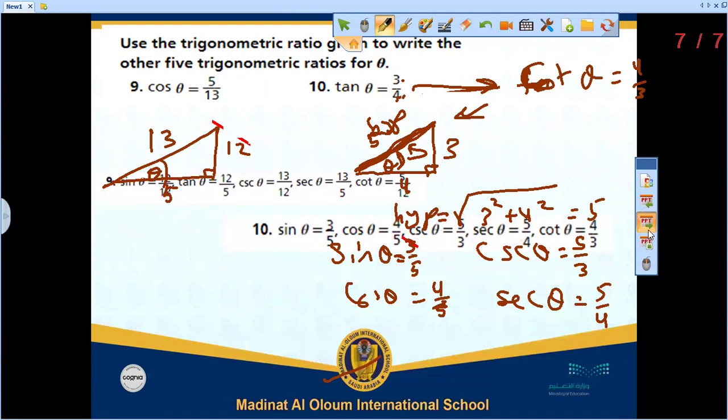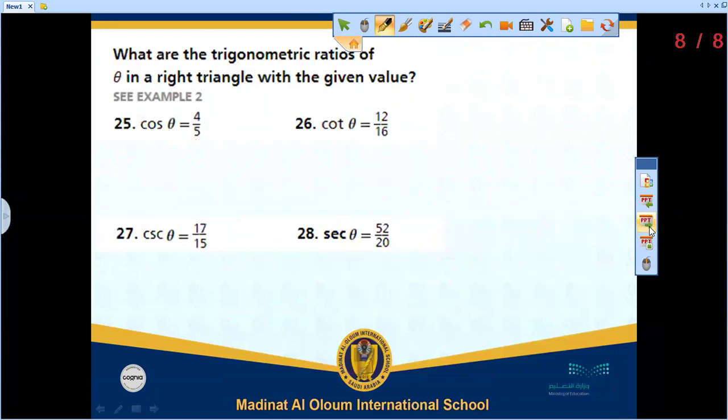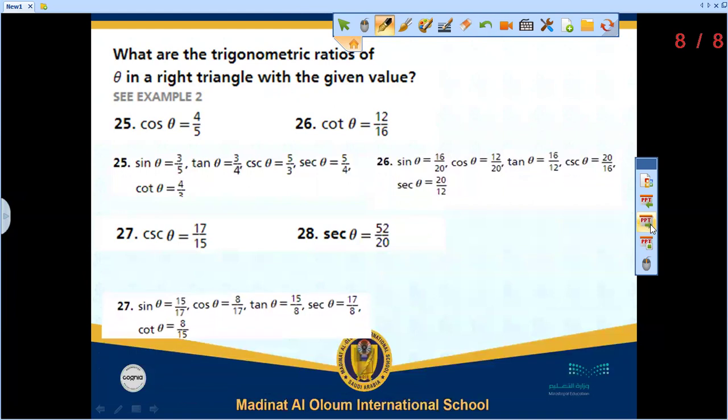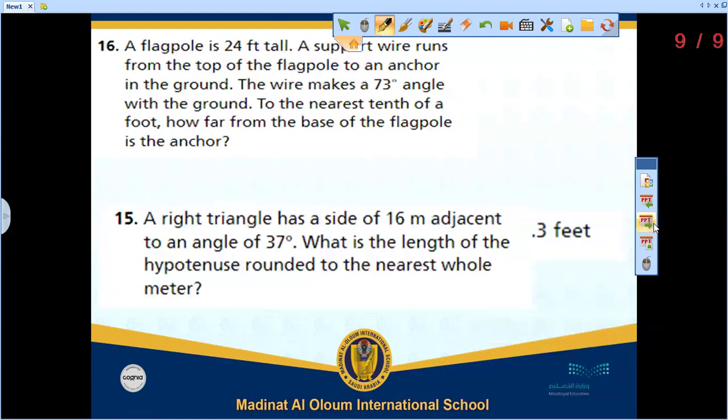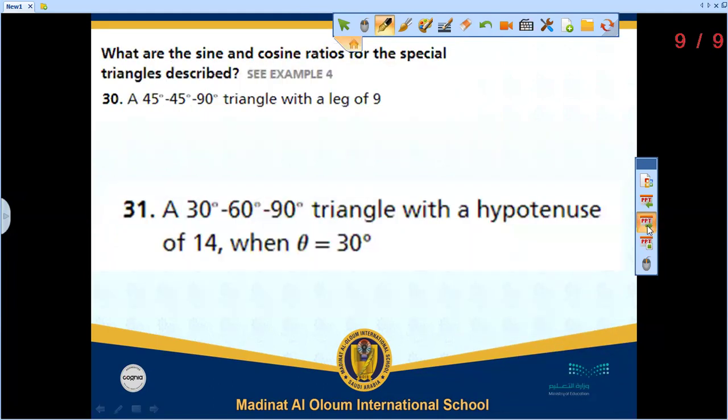Okay, guys, this is by using what? By using a triangle. All of this, you're going to make a triangle and you get the ratio. Okay, guys, you can check and solve the problem from your book.